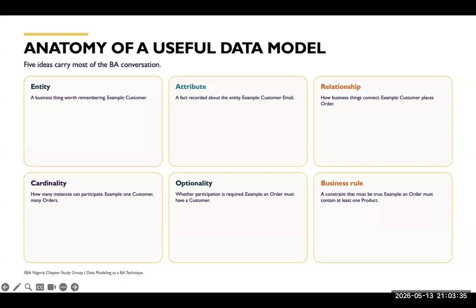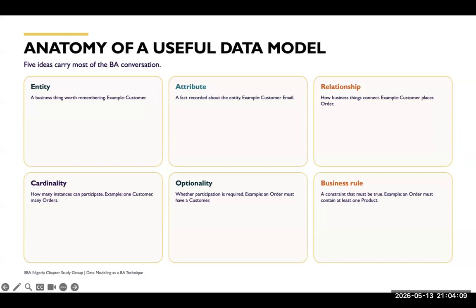Now we have optionality. What it means is whether participation is required. For example, an order must have a customer. And then we have the business rule. Business rule is a whole aspect on its own, but here in this context, it's a constraint that must be true. So, for instance, an order must contain at least one product, right? I hope that is clear.